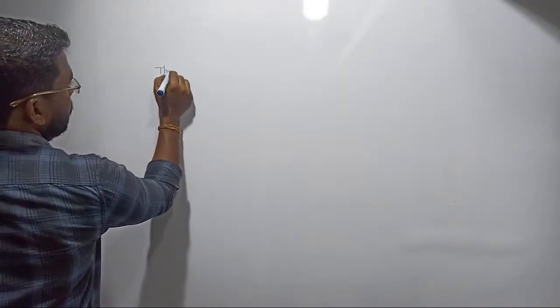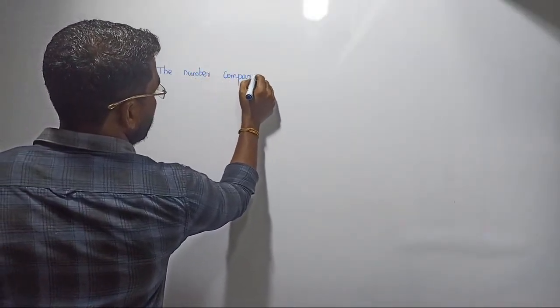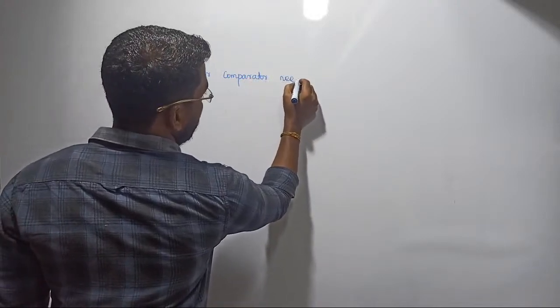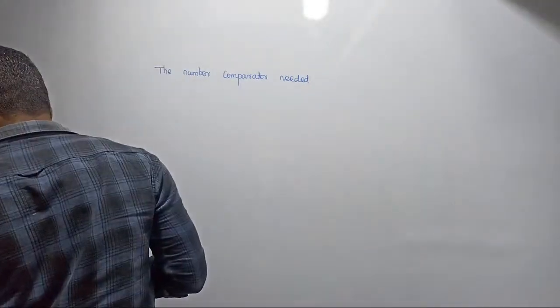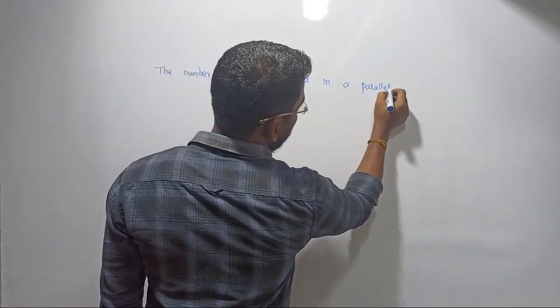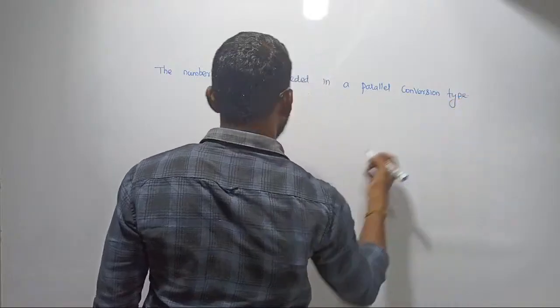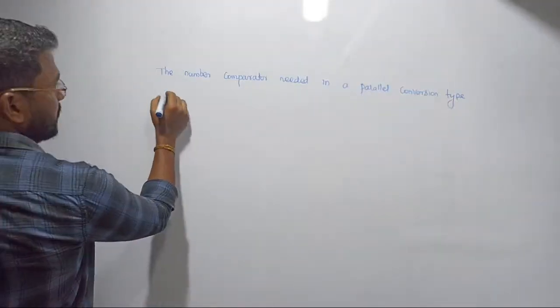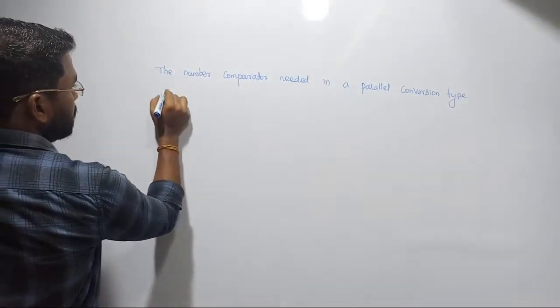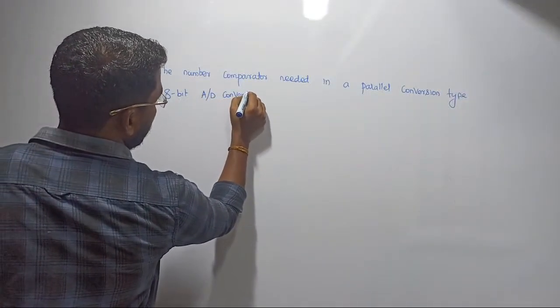Write down the question: the number of comparators needed in a parallel conversion type 8-bit analog to digital converter.